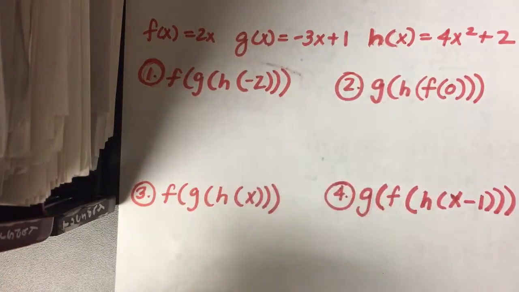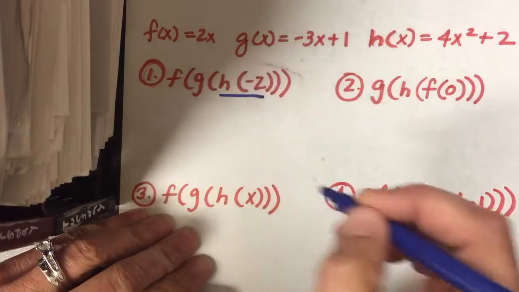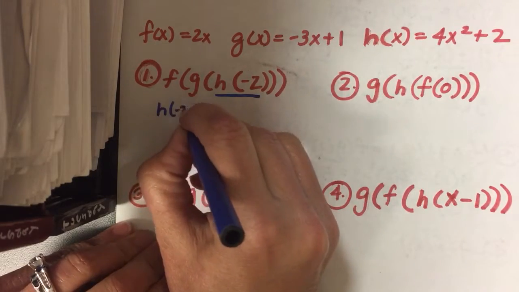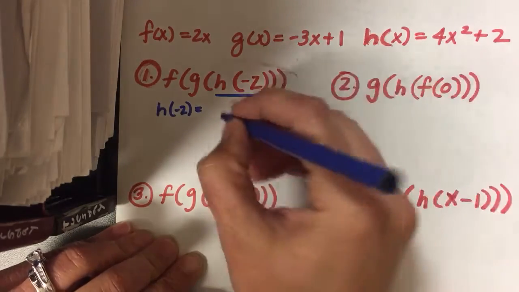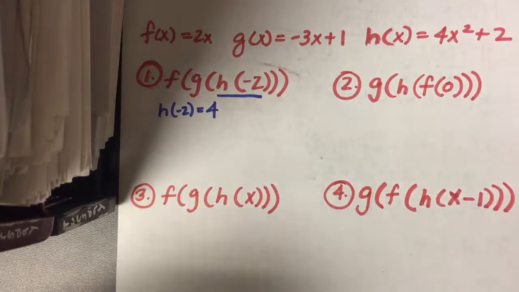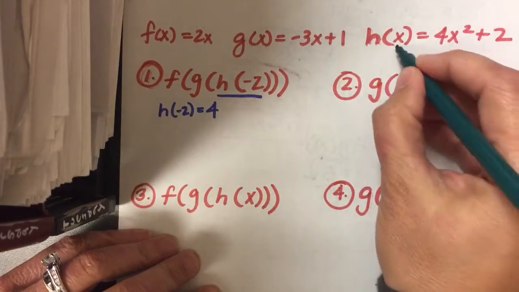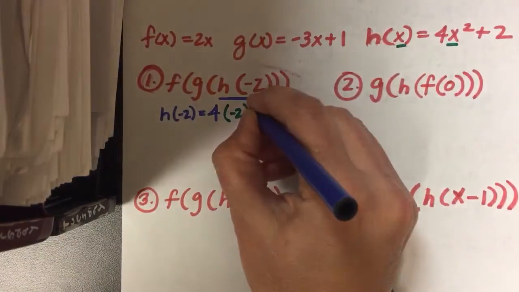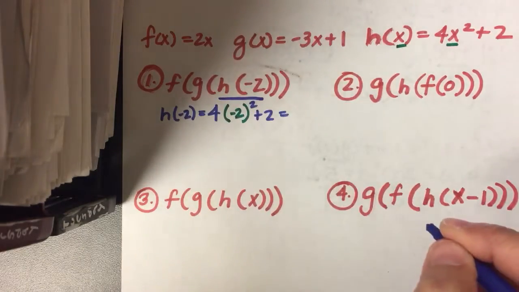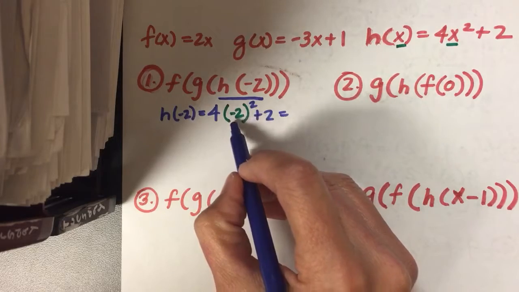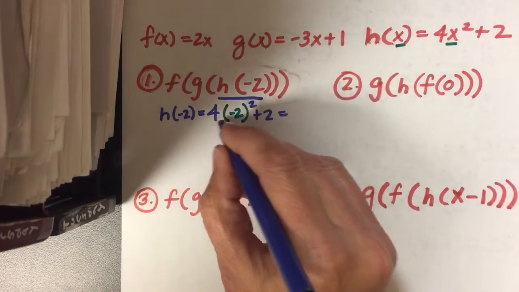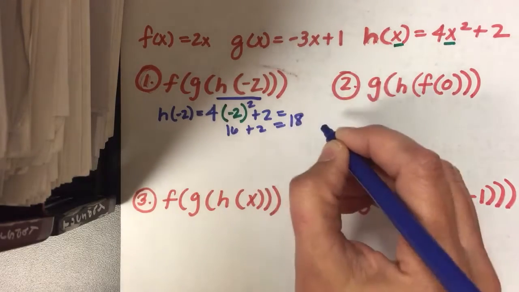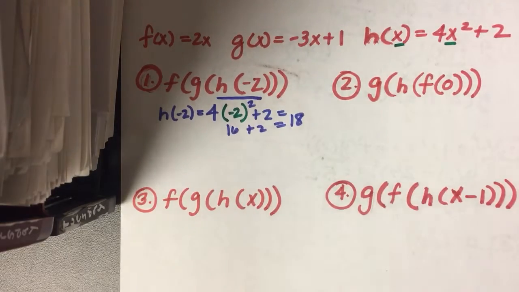So for number one, we're going to compose, and the same thing, you're going to work inside out. So let's start with our first one. Our innermost is h. So we're going to find h of negative 2. I'm going to make negative 2 my input for h. So I'm going to have 4, and then my input, negative 2, squared plus 2. When I work this out, negative 2 squared is positive 4, so I have 4 times 4, which is 16, plus 2, so we get 18. So that's our first one.